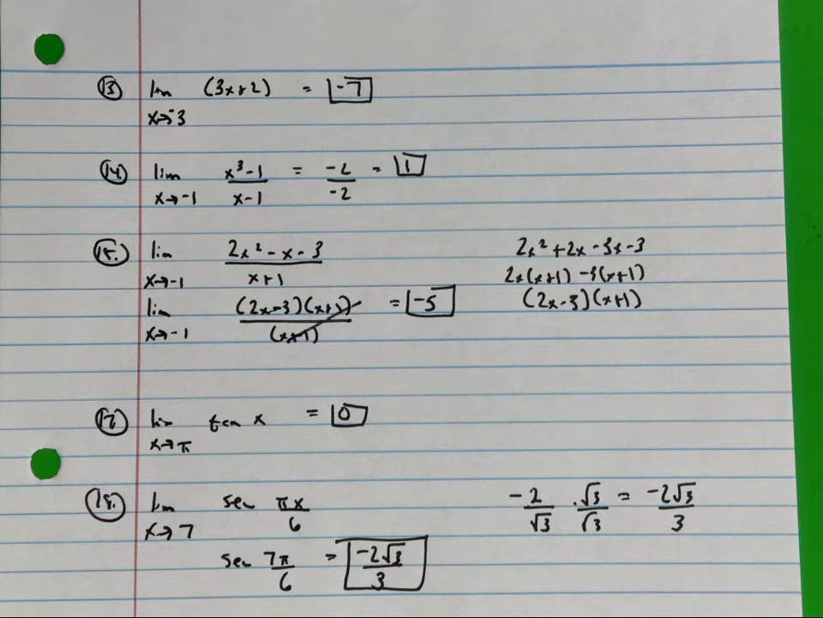Number 15, if I plug negative 1 in, I get 0 here. That doesn't work, so I need to try either factoring, finding a common denominator, or rationalizing. Well, the common denominator is not going to work here, or rationalize, because I have no radical. So I'm going to try factor. I come over here and factor. I can cross out the x plus 1 and then go back and try direct substitution, and that does give me negative 5.